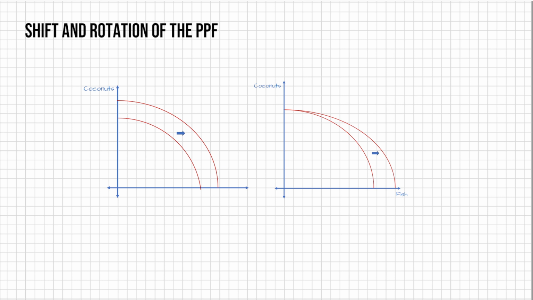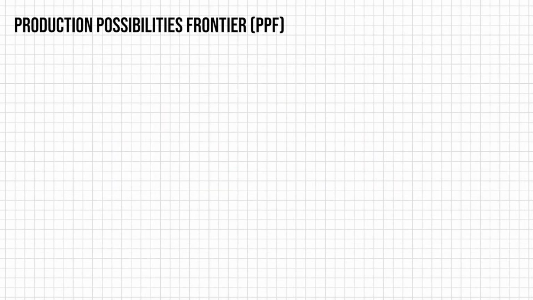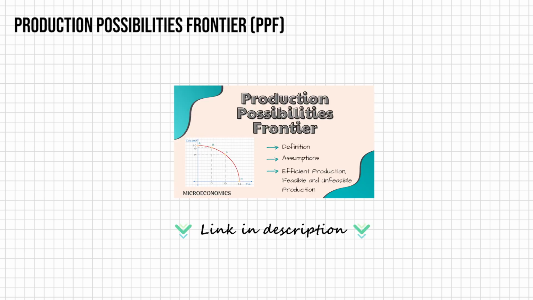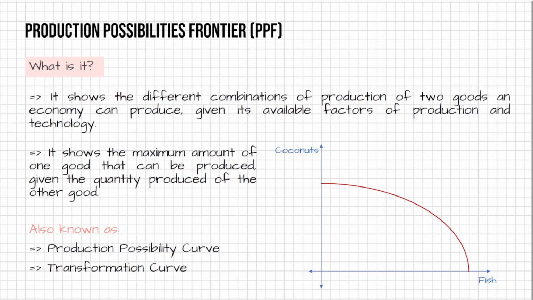Let's get started. Before we talk about shifts and rotations, let's do a quick review of what the production possibilities frontier actually is. We already covered this in a previous lesson, so I'll leave the link in the description of this video. The production possibilities frontier shows the different combinations of two goods that an economy can produce, given its factors of production and its technology.